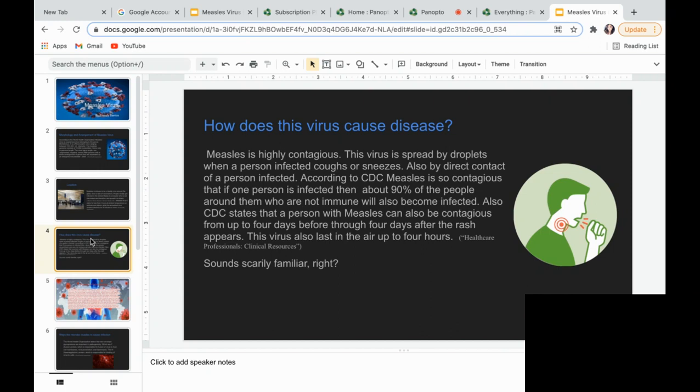Also, the CDC states that a person with measles can be contagious from up to 4 days before through 4 days after the rash appears. The virus also lasts in the air up to 4 hours, which sounds scarily familiar, right? It almost sounds like corona.